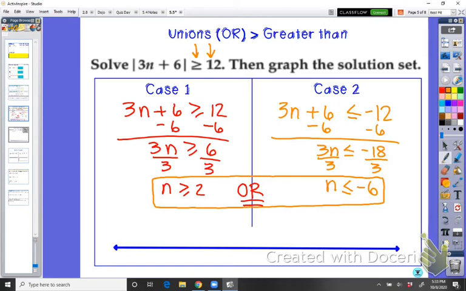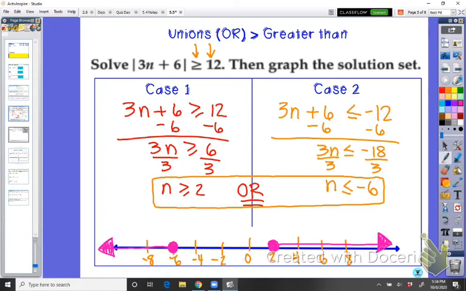Since these are even numbers, I'm going to count by 2s. And you just have to graph both pieces on the same number line. So n is greater than or equal to 2 is a closed circle at 2, and including all the values to the right. And n is less than or equal to negative 6 is a closed circle at negative 6, and all the values to the left. So these will be or statements like the previous video. They go in opposite directions.